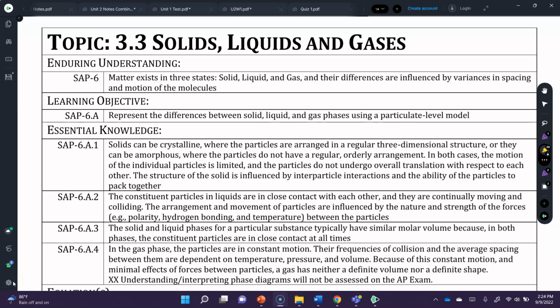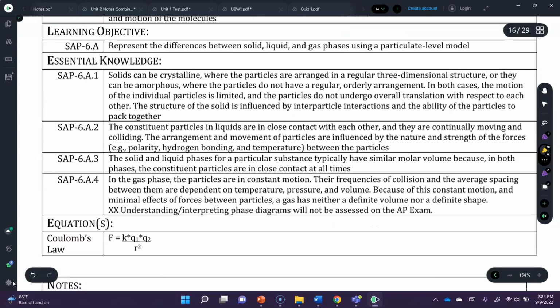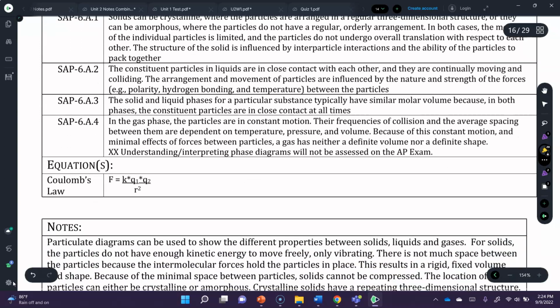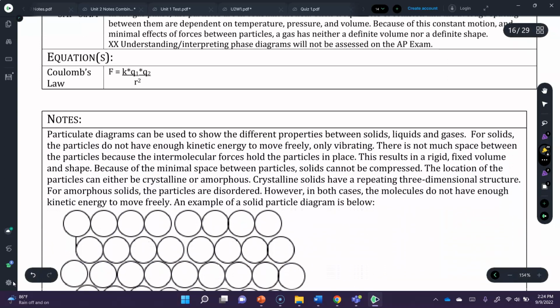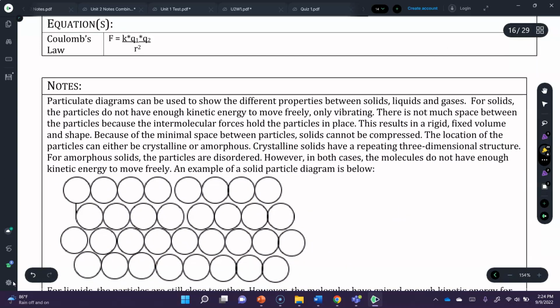Hello everyone, welcome to topic 3.3, solids, liquids, and gases. In this you will learn how to represent the differences between solids, liquids, and gases using particulate level models. We have some essential knowledge that is tied into that, and Coulomb's law will be making a new appearance again.